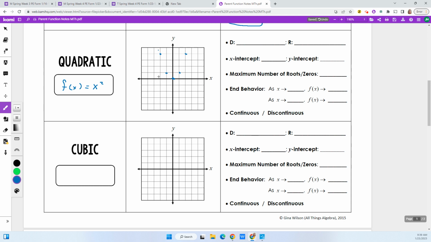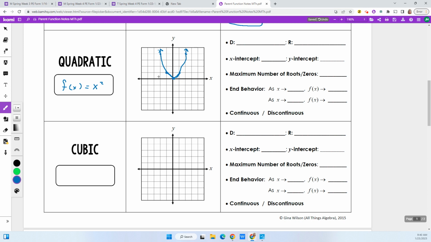Similar to an absolute value equation, a quadratic equation is also symmetric, right? What's happening on one side is also happening on the other. Except this should be a smooth curve that connects it. Mine looks a little V-like, but it should be a curve.